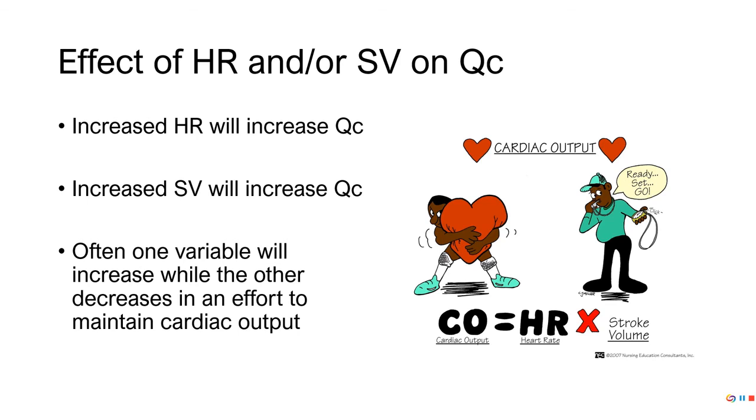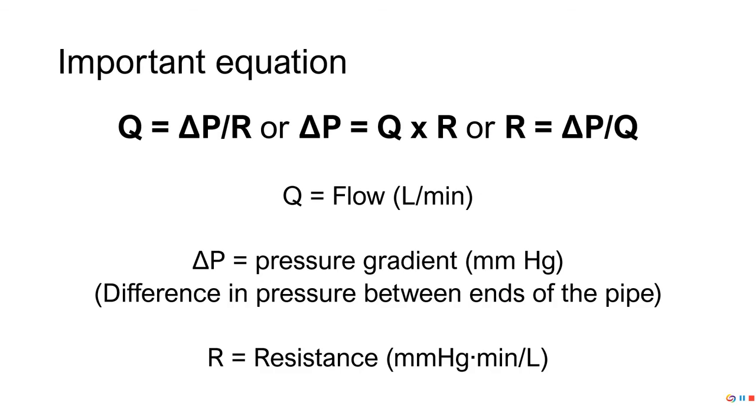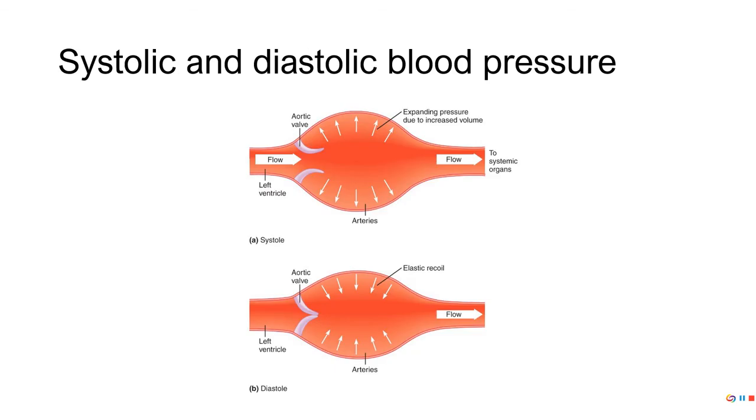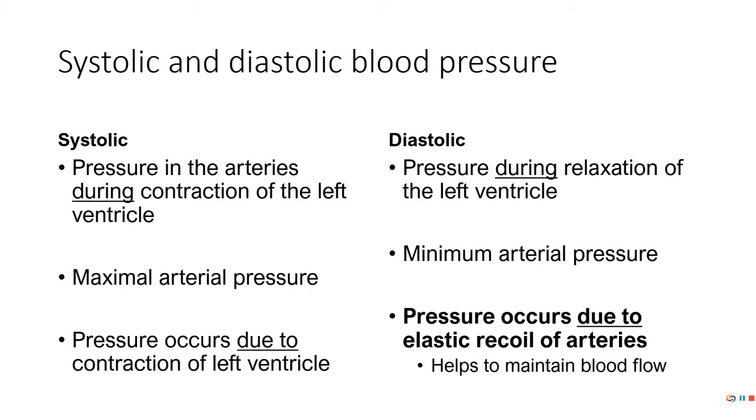Now, another thing that can affect flow or cardiac output is pressure and resistance. So flow equals the pressure gradient divided by resistance. Okay, so let's talk about each of these things. First of all, we've got systolic and diastolic blood pressure. Systolic blood pressure is what's happening when the heart is contracting. It's that maximum pressure. It's occurring due to the contraction of the left ventricle.